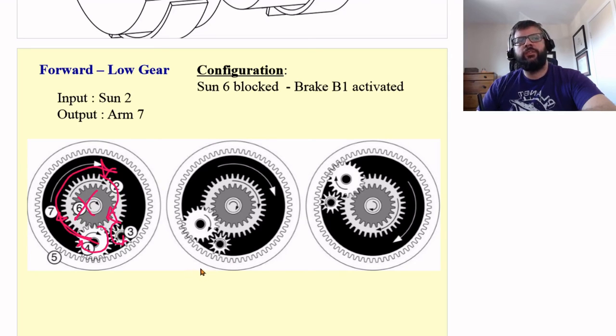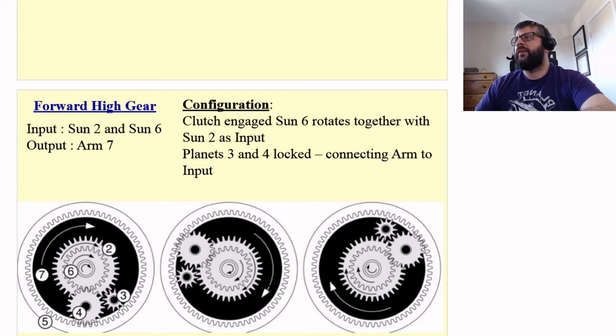And as it crawls along this way, 3 and 4 are both connected to the arm, or the output, and that drags it along that way. So that is how we attain our gear reduction there. So that's a low gear. Another configuration that we're looking at is high gear. So this is when we're going to be having Sun 2 and 6 both as the input by engaging that clutch.